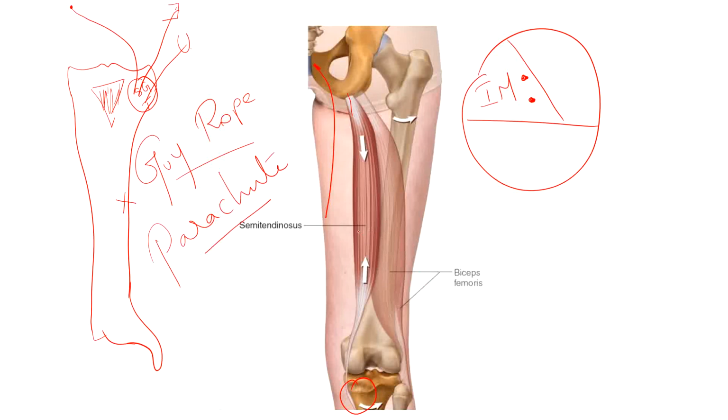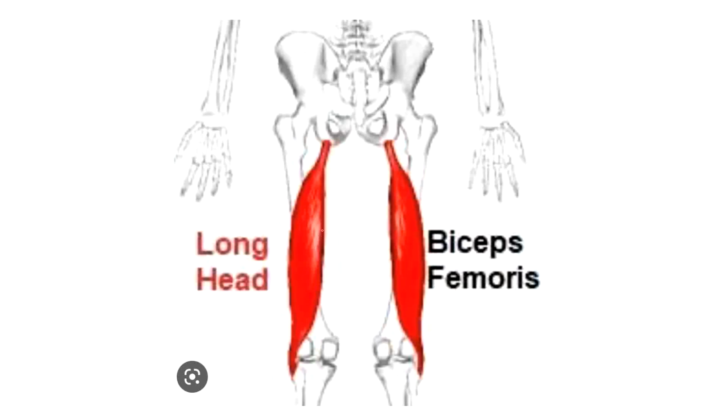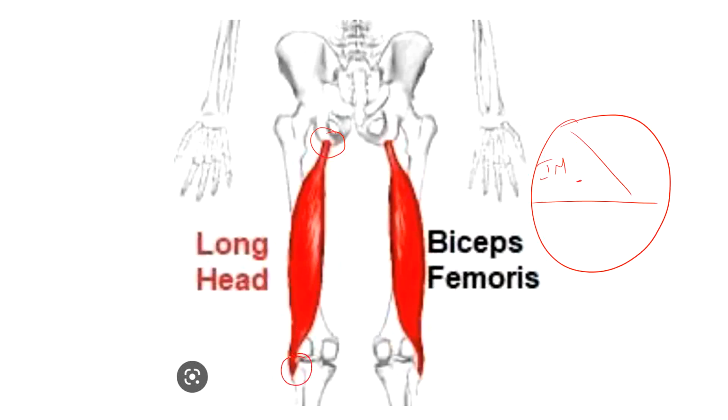So this semitendinosus is attached to upper part of medial surface of tibia. The next muscle is biceps. Long head of biceps takes origin from ischial tuberosity. So where in the ischial tuberosity? From the inferomedial surface along with semitendinosus. It is inserted into head of the fibula.